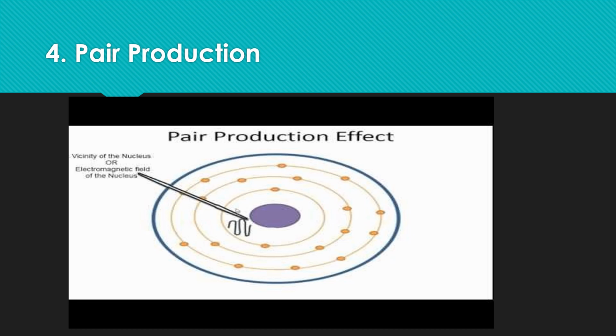So now I will be talking about the last one, which is the pair production. In the Coulomb field of the nucleus or the electron, the incident photon energy can be converted to the creation of an electron and positron. So as we can see here, it's called pair production effect because we will have the creation of an electron and positron, as we can see in the video.